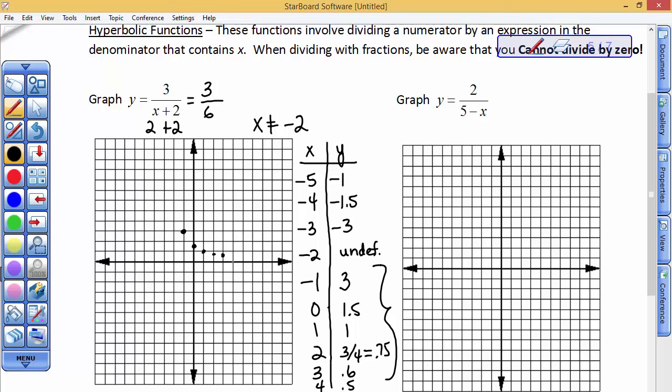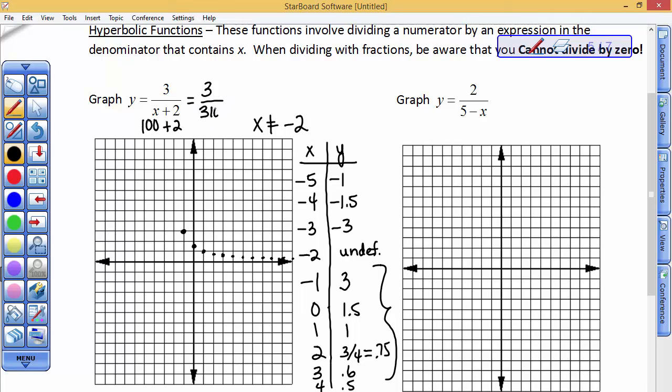The next one would be 3 divided by 7, and then 3 divided by 8, and then 3 divided by 9, and 3 divided by 10, and 3 divided by 11. And I hope you see that these ordered pairs are getting close to this x-axis. They will never get there. Absolutely never get there. If I put in 100 for x and added 2 to it, I'd have 3 divided by 102.